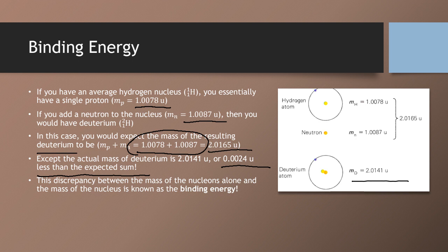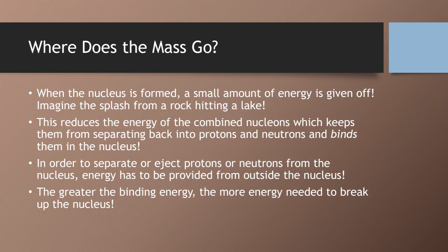This is what's known as the binding energy. These objects, a proton and a neutron, aren't physical, tangible things you could hold in your hand. You can't even see them with a microscope. Just tiny little bits of energy. And when they combine together, they just lose a little bit of energy, and it's harder to take them apart. So when the nucleus is formed, a small amount of energy is given off. Imagine the splash that you see when you throw a rock into a lake. You throw a rock and you see a little bit of water splash up.